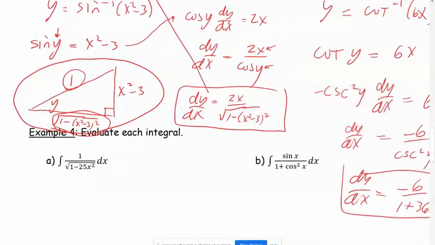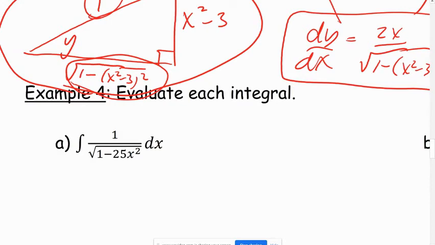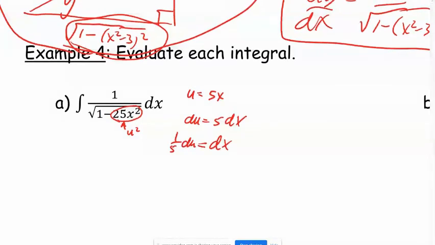Looking at example 4, this looks like the square root of 1 minus something squared. So if I did a u substitution and said u equals 5x, then this part becomes u squared. And so u equals 5x, du equals 5 dx, so dx is going to get replaced by 1/5 du. Now I have the integral of 1 over the square root of 1 minus u squared, and dx gets replaced by 1/5 du.